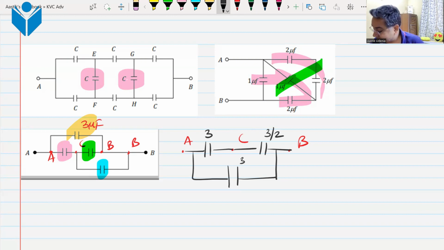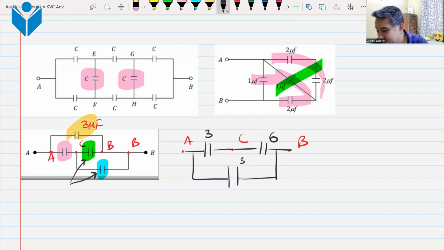I've done it wrongly. This green one and this blue one are in parallel, sir. I've added it wrongly. I've added it as 3 by 2. So 3 and 3 in parallel becomes 6, not 3 by 2. That is the mistake I have made. Do we understand this? Yes, sir.